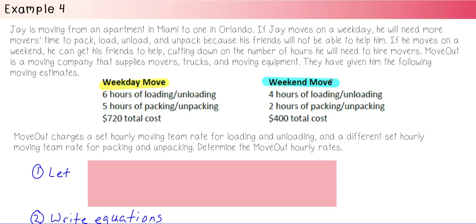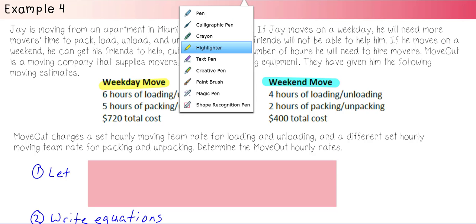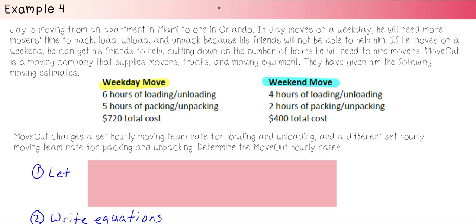On the weekday, it's going to take 6 hours for them to load and unload because there's no help. On the weekend, when Jay's friends help, there are fewer hours of loading and unloading, and the same holds true for packing and unpacking. So therefore the cost is going to be $720 without friends, $400 with friends. So there's quite a bit of difference, $320.